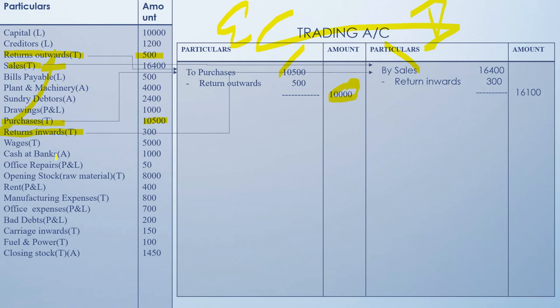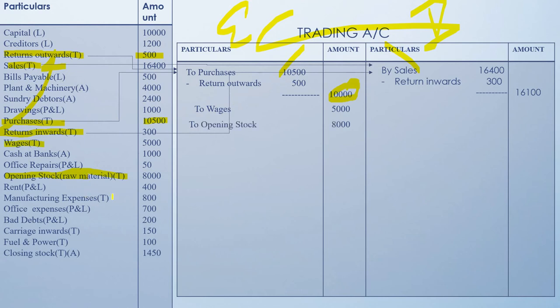Next in the trading account is wages. It is a payment to labourers, so it is considered as an expense, on the left-hand side. And next we have opening stock. Without raw material we can't do the production, so raw material purchasing is also an expense. So we record it on the left-hand side.